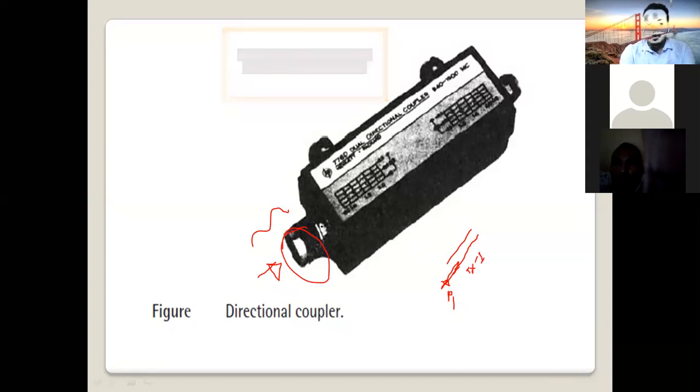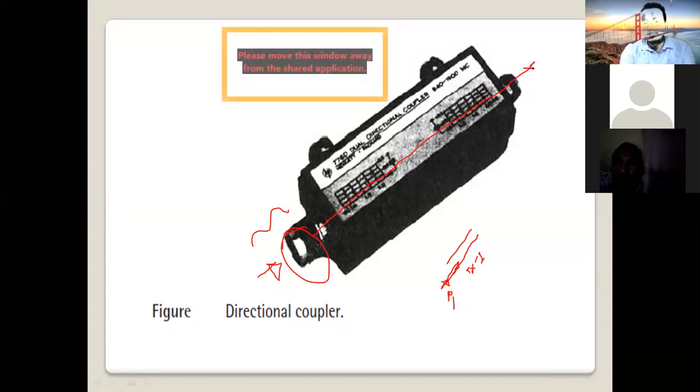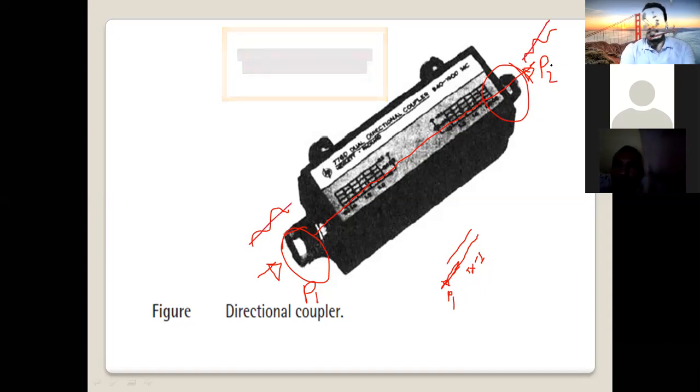Which goes all the way straight from port 1 to port 2 here. This is our port 1, we call it the input port. This is our port 2. We connect another cable here. This is our output. You apply the signal here, the signal will be out here. This port is called the direct port.